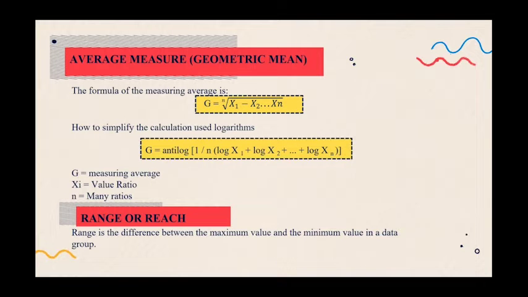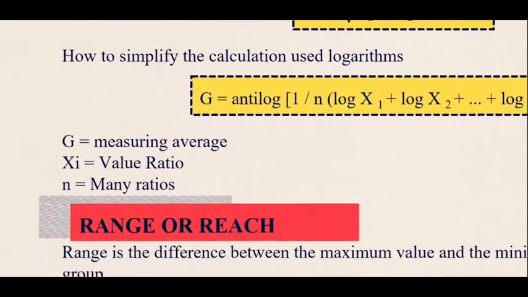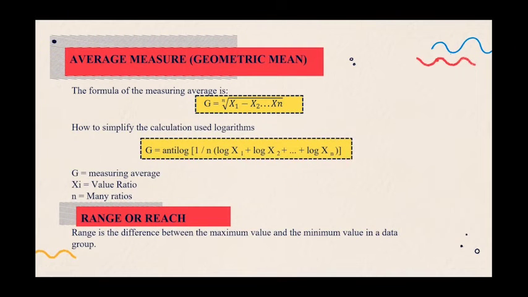Okay, next is average measure or geometric mean. The formula for the geometric mean is this. To simplify the calculation, use logarithms. The logarithm formula is this. And next is range. Range is the difference between the maximum value and the minimum value in a data group.